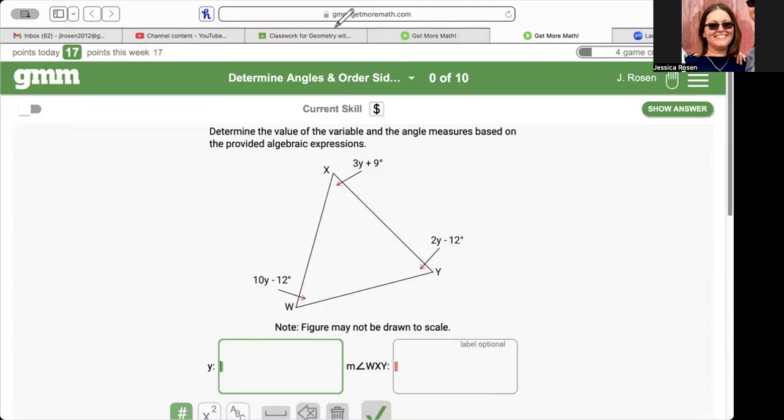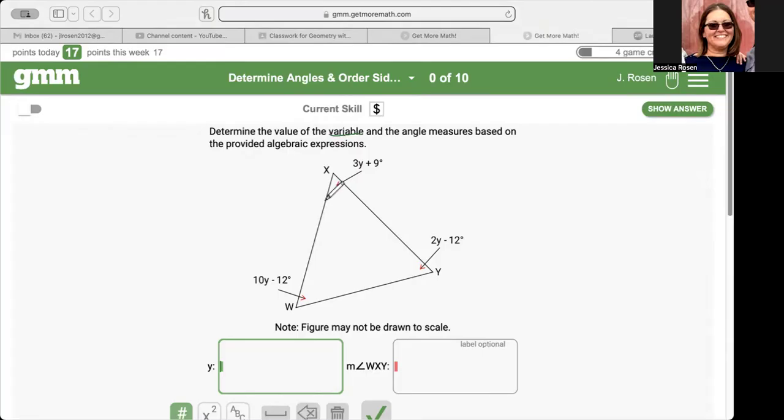All right, a lot of these are going to be two-part questions. So let's see what's going on. It says determine the value of the variable and the angle measures based on the provided algebraic expressions. Okay, lots of words here. So we're going to have to solve for the variable and the angle measures based on the provided expressions.